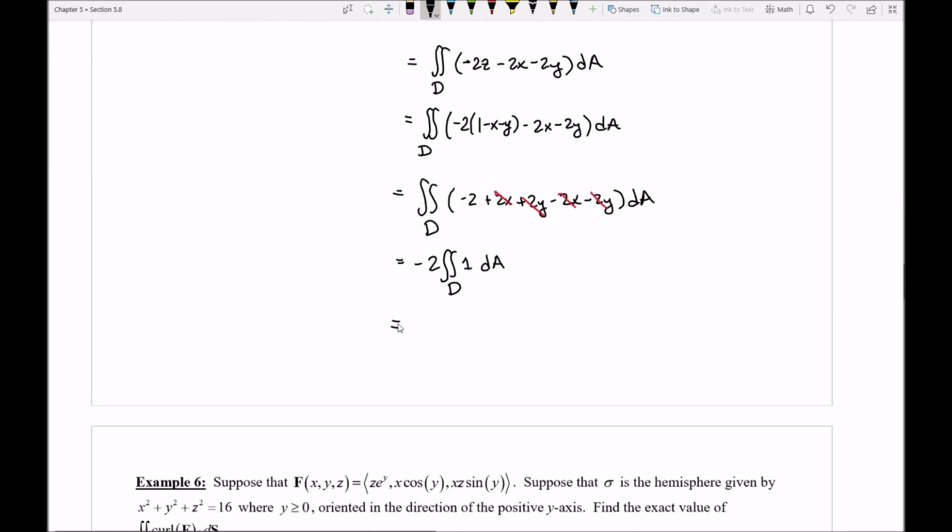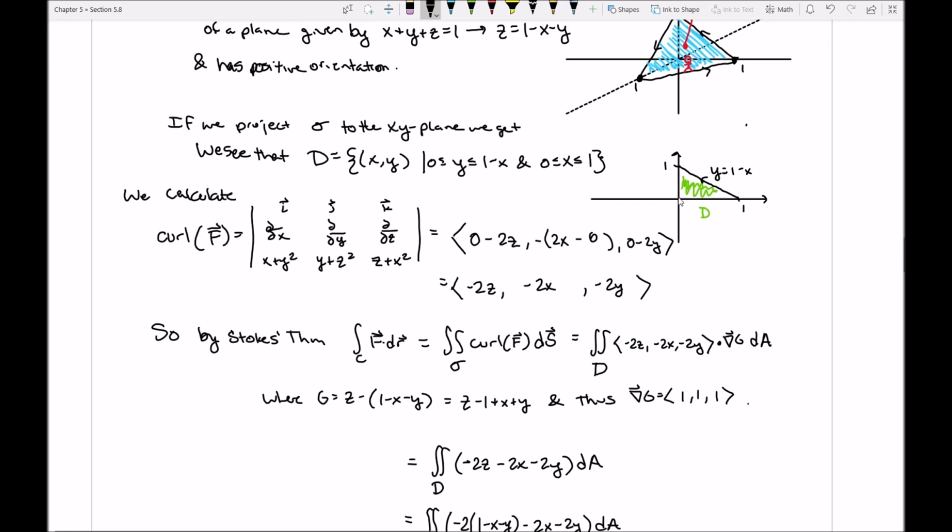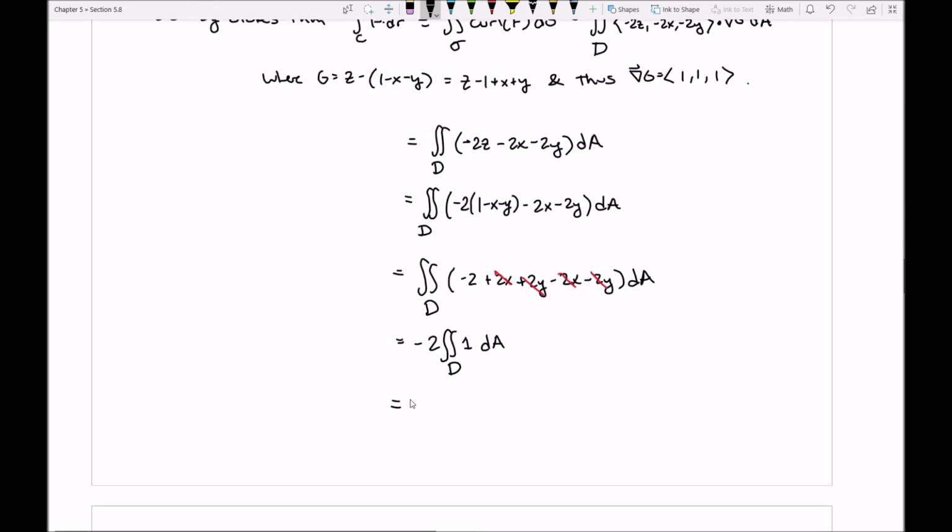However, the area of the region D is so easy to find because it's the area of a triangle. So let's see, I would do 1/2 the base, which is 1, times the height, which is 1. So this is negative 2 times the area of a triangle, 1/2 the base times the height. And so ultimately what I end up with here at the end is a value of negative 1.